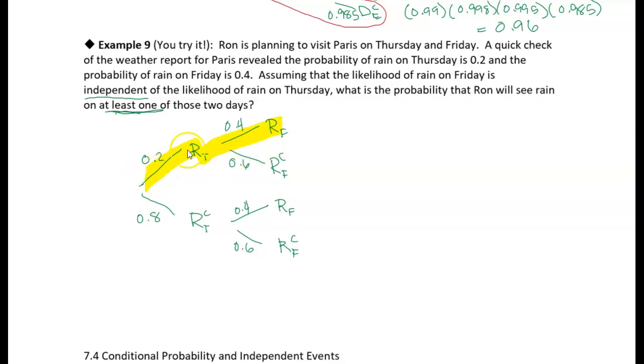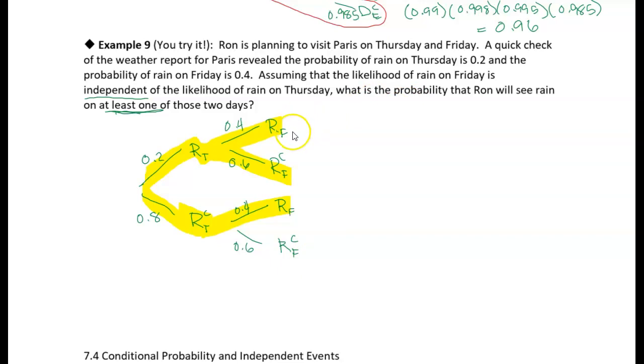It could rain on Thursday and then not rain on Friday. That would be another event that we'd be interested in. And then the other one would be if it doesn't rain on Thursday, but then it rains on Friday. Okay, that's another event where we get rain on at least one of the 2 days. Now we're not interested in the last one where it doesn't rain on either day, at least not for now. We'll come back to that one.